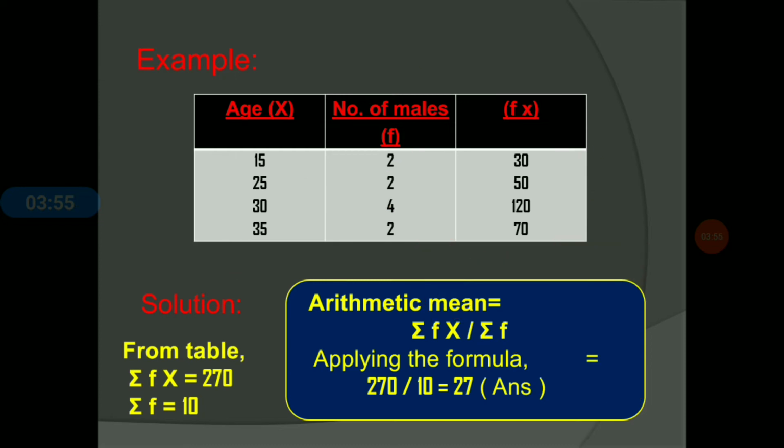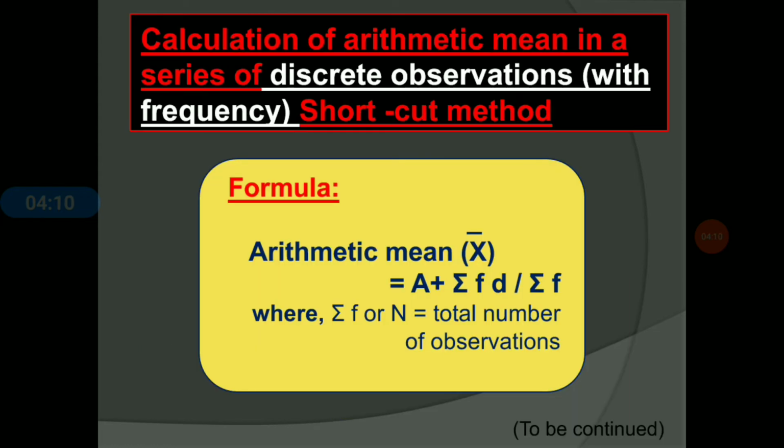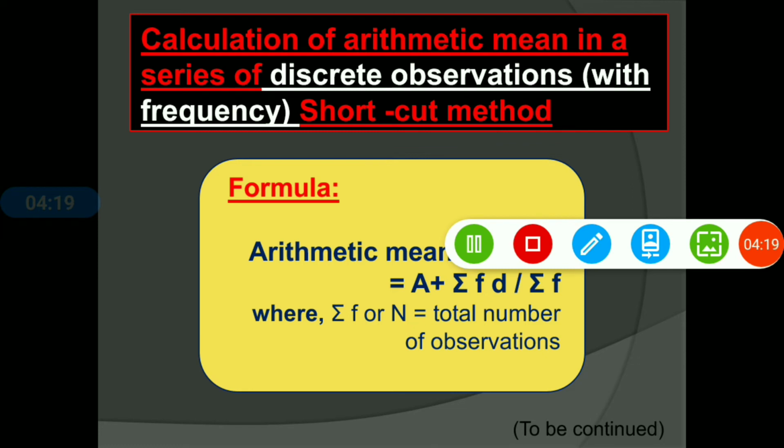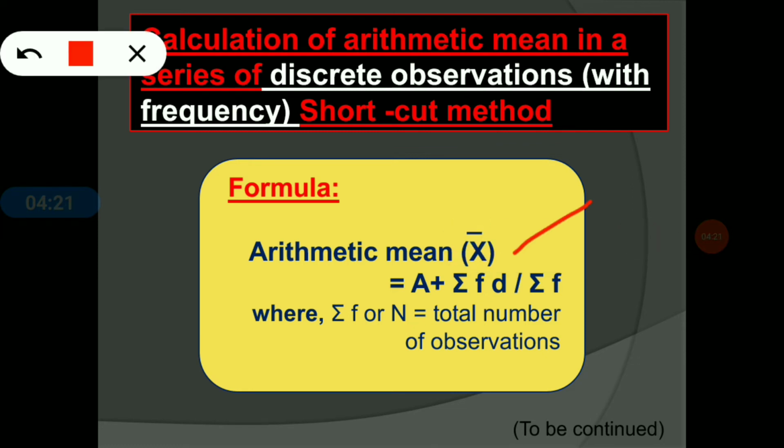Clear? Now go to the next slide, where this example is calculated by the shortcut method also. Now let us move on to the next slide. Here this is another formula of the arithmetic mean, which is done by the shortcut method only. The arithmetic mean or x bar equals A plus summation fd by summation f.